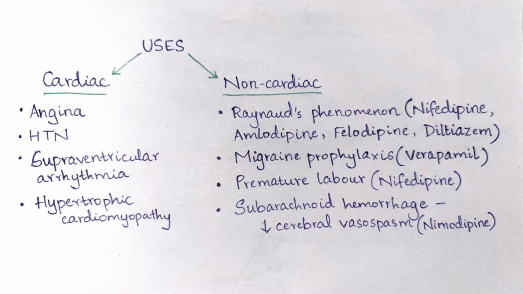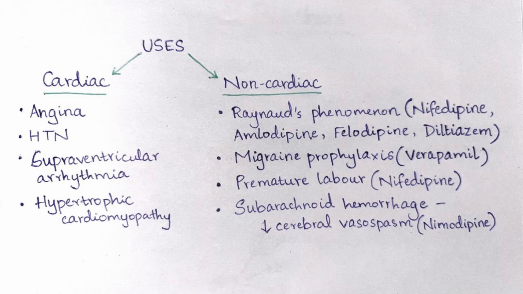Uses of calcium channel blockers can be classified into two categories: cardiac and non-cardiac. Cardiac uses include angina, hypertension, supraventricular arrhythmia, and hypertrophic cardiomyopathy. Non-cardiac uses: nifedipine, amlodipine, felodipine, and diltiazem are used to treat Raynaud's phenomenon.